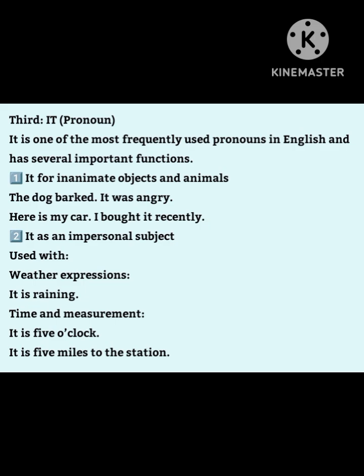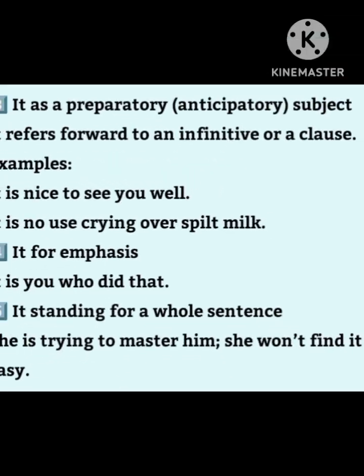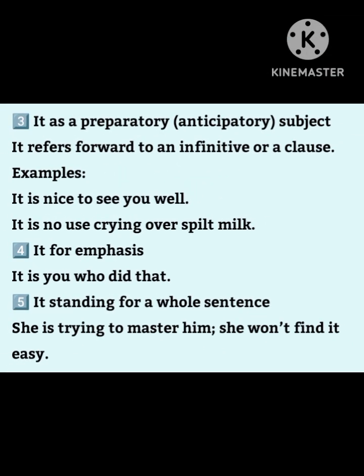Used with weather expressions: it is raining. Time and measurement: it is 5 o'clock. It is 5 miles to the station. Rule three: it is a preparatory, anticipatory subject. It refers forward to an infinitive or a clause.